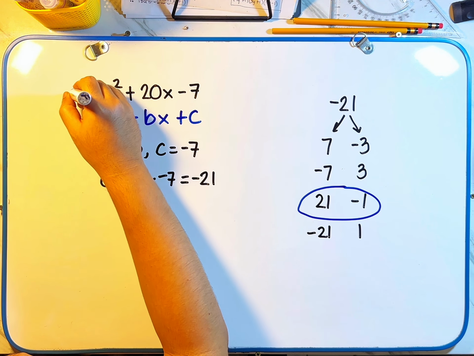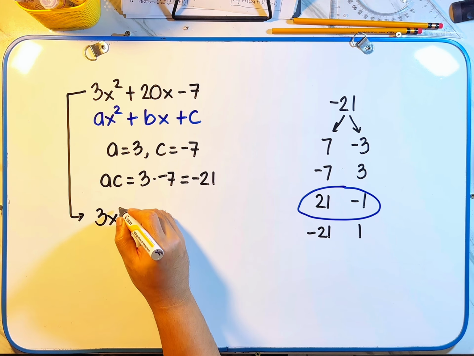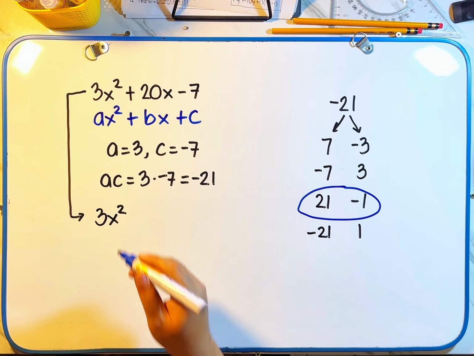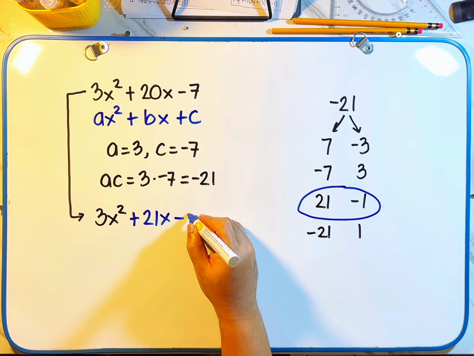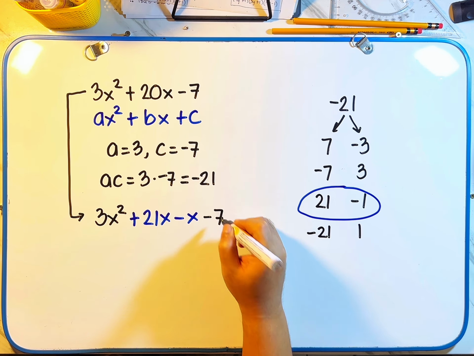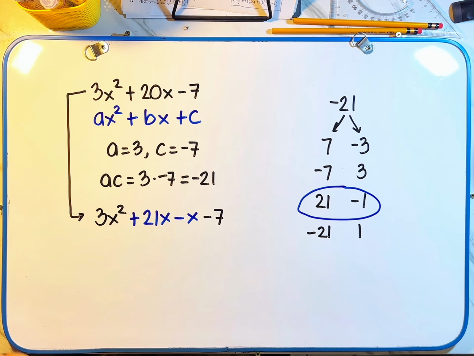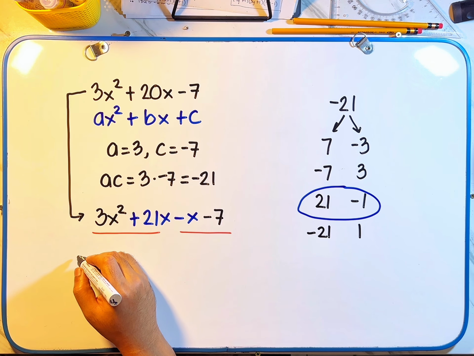So, let us rewrite this as 3x squared, and then instead of 20x, we will replace it with this one. So now we have plus 21x minus 1x, or simply minus x, and then minus 7. Now let's group. We will group these two terms and also these two terms. Now let's take out the GCF of each group. For the first group, the GCF is 3x.